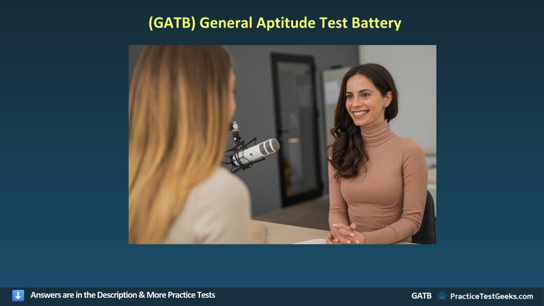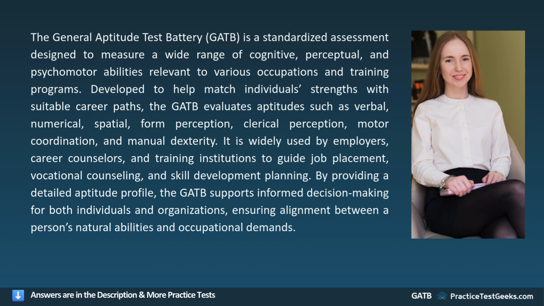GATB, General Aptitude Test Battery. A General Aptitude Test Battery, GATB, is a standardized assessment designed to measure a wide range of cognitive, perceptual, and psychomotor abilities relevant to various occupations and training programs. Developed to help match individuals' strengths with suitable career paths, the GATB evaluates aptitudes such as verbal, numerical, spatial, form perception, clerical perception, motor coordination, and manual dexterity.